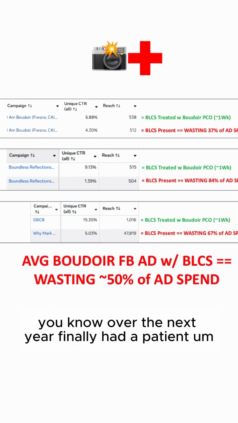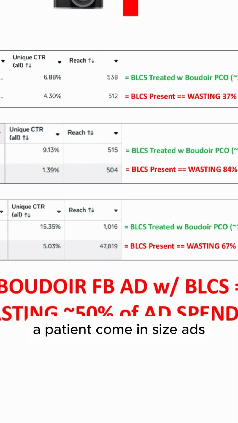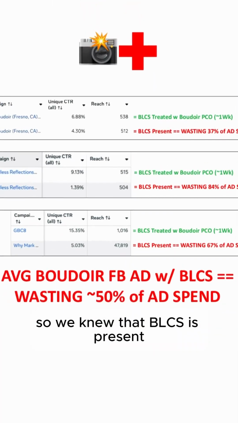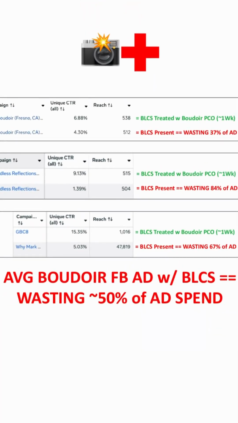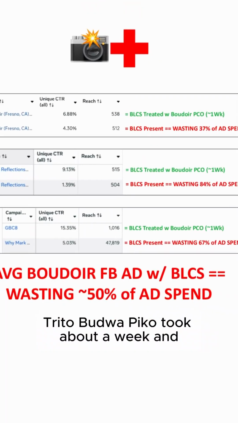Finally had a patient come in, saw his ads, Boudoir Facebook ad at 5.03% unique CTRL. So we knew that BLCS is present. So we duplicated it, or did a lot of work on this one. Treated it with Boudoir Pico, took about a week.